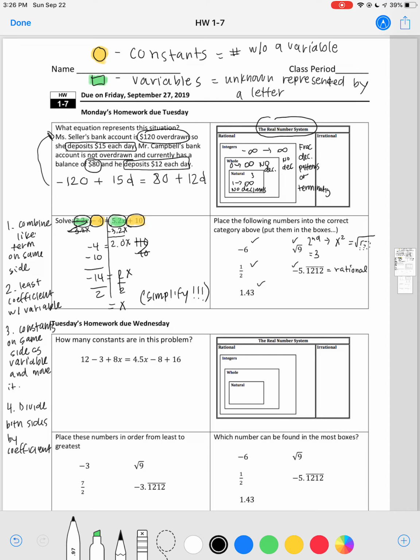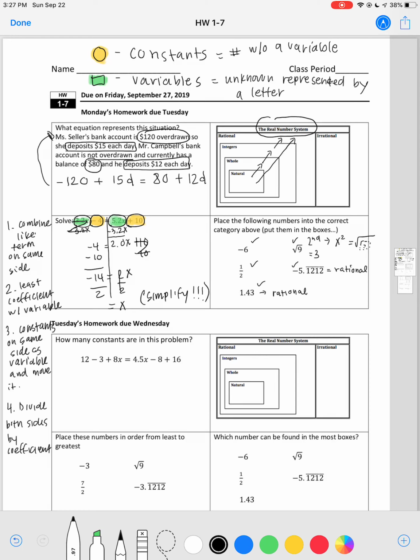And then this 1.43, also a terminating decimal, so this could also be a rational. And just to point out, I want to erase this really fast and remind you that the natural numbers can also be a whole number, and the whole number and natural numbers can also be an integer, and the integers can also be rational numbers, but these arrows are only one direction.